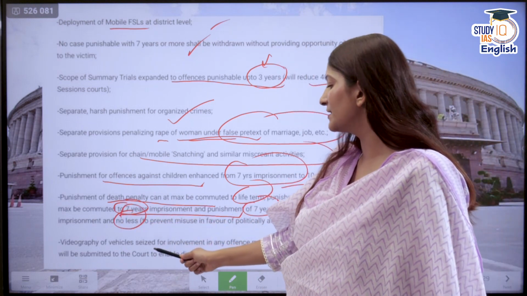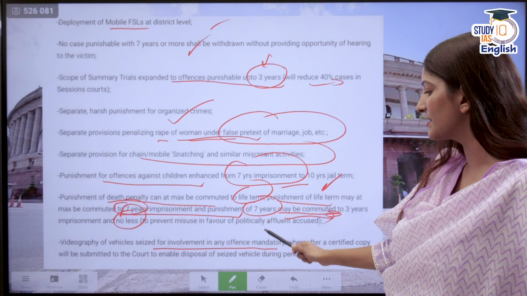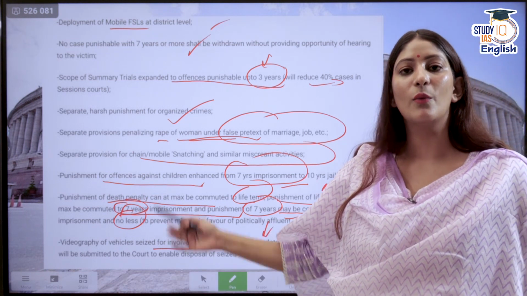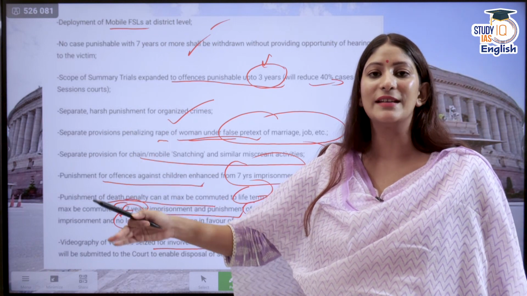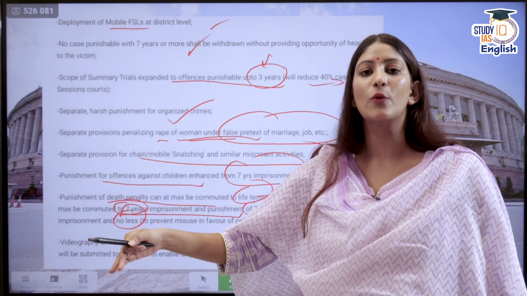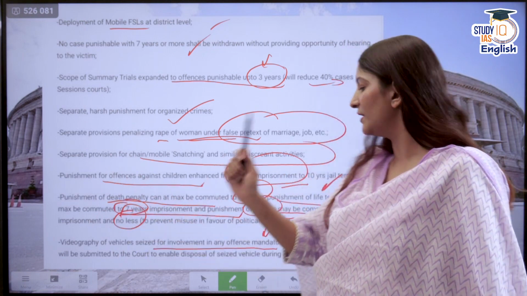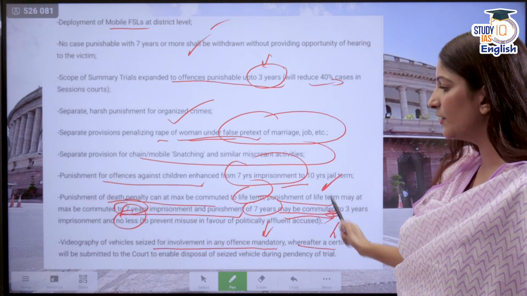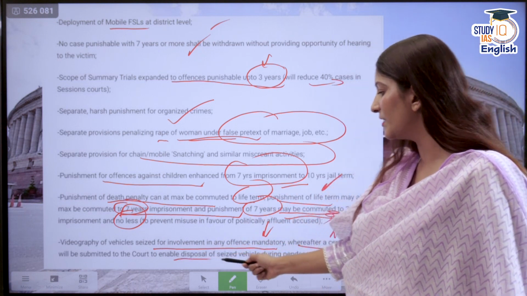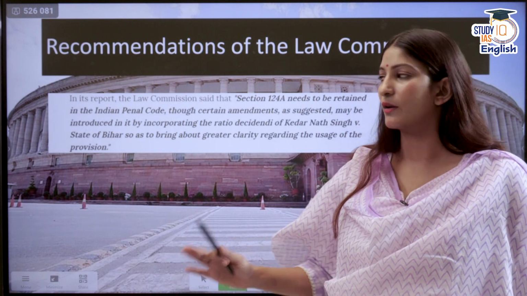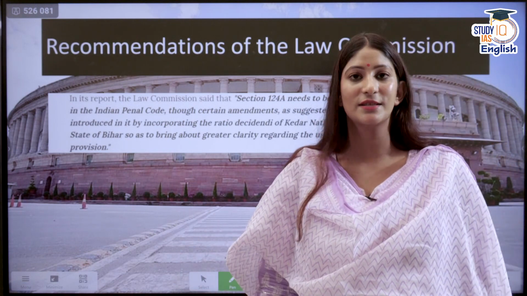Videography of vehicles seized for involvement in any offence is mandatory. Because of this only we can know what is the nexus behind this, who provides this vehicle, who is the owner of this vehicle. Is that owner involved in some other crimes as well? Thereafter a certified copy will be submitted to the court to enable disposal of the seized vehicle. The government will dispose of that vehicle as well. Now, sedition.